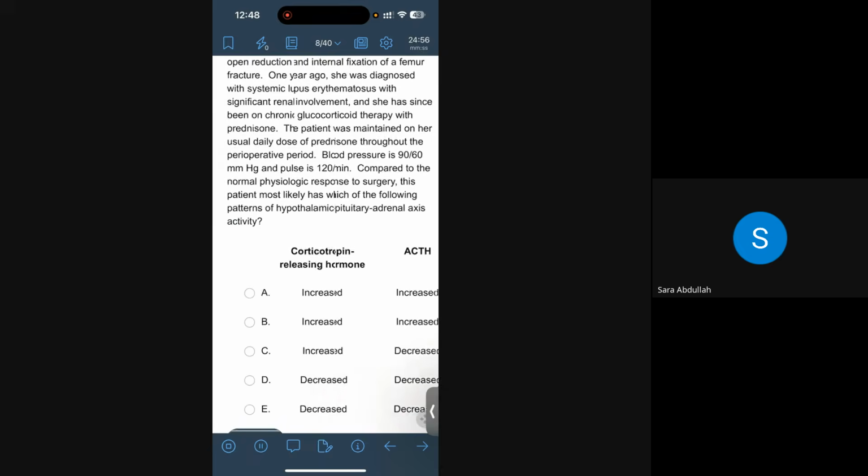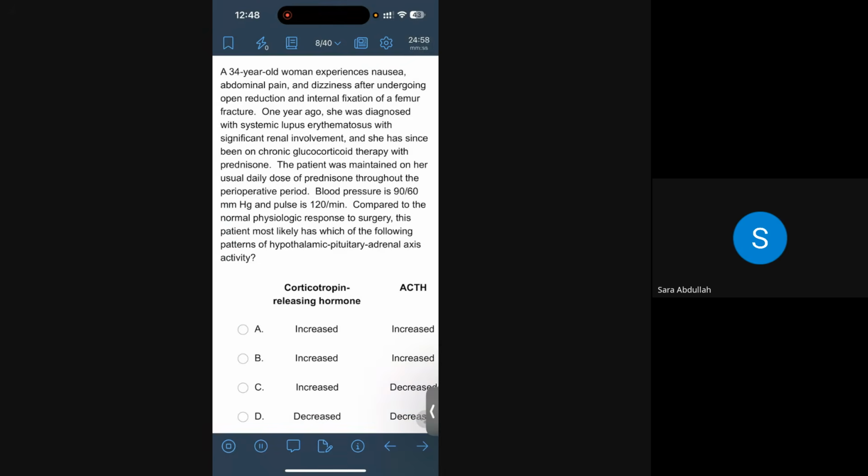Now read the question. A 34-year-old woman experiences nausea, abdominal pain, and dizziness after undergoing surgery for a fracture. Sometimes these details are also important. Like in the previous question, where the patient developed symptoms after postpartum, in this case the patient develops these symptoms after the surgery.